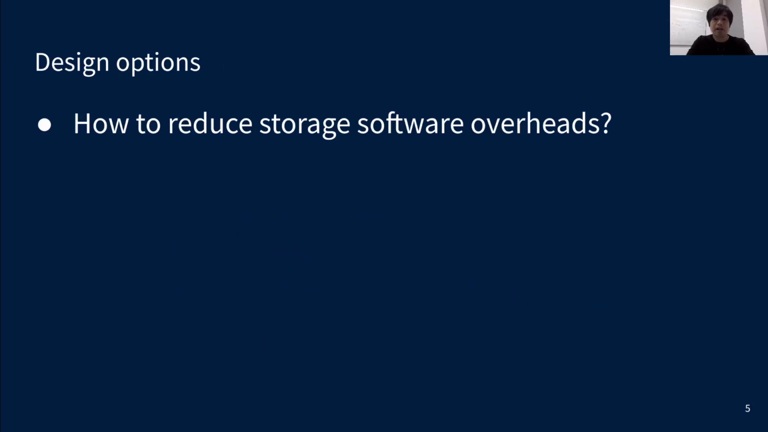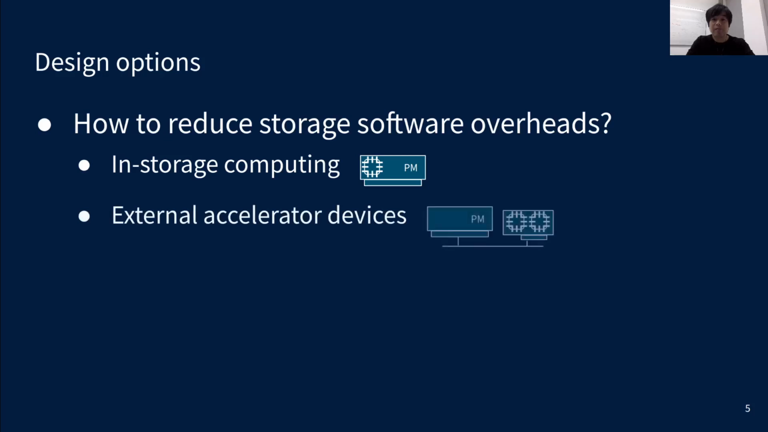What are the design options to reduce the network storage software overheads without RDMA? The first one is in-storage computing, which is popular in SSDs implemented as PCIe devices. This approach is unlikely to be feasible for persistent memory because they are not PCIe devices. The second approach is the use of external accelerator devices such as GPUs. This approach is also unlikely to be feasible because it needs additional data movement.